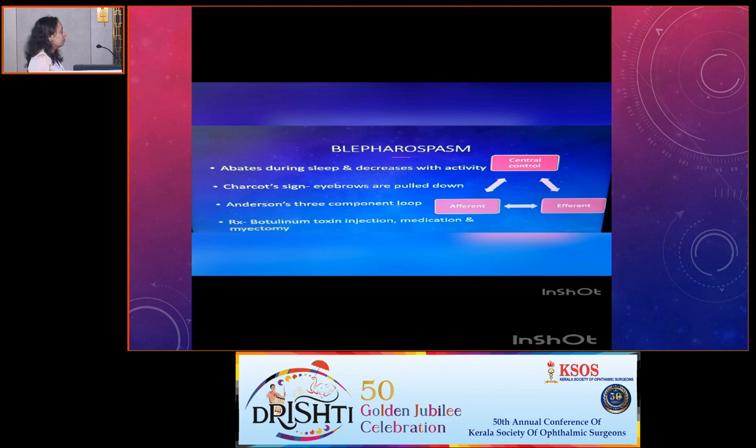The causative mechanism is explained by Anderson as a three-component loop: external stimuli forming the afferent limb, a central control, and the muscles forming the efferent limb. When the self-limiting loop is disturbed, it produces blepharospasm. The treatments are botulinum toxin injection, medication, and myectomy.